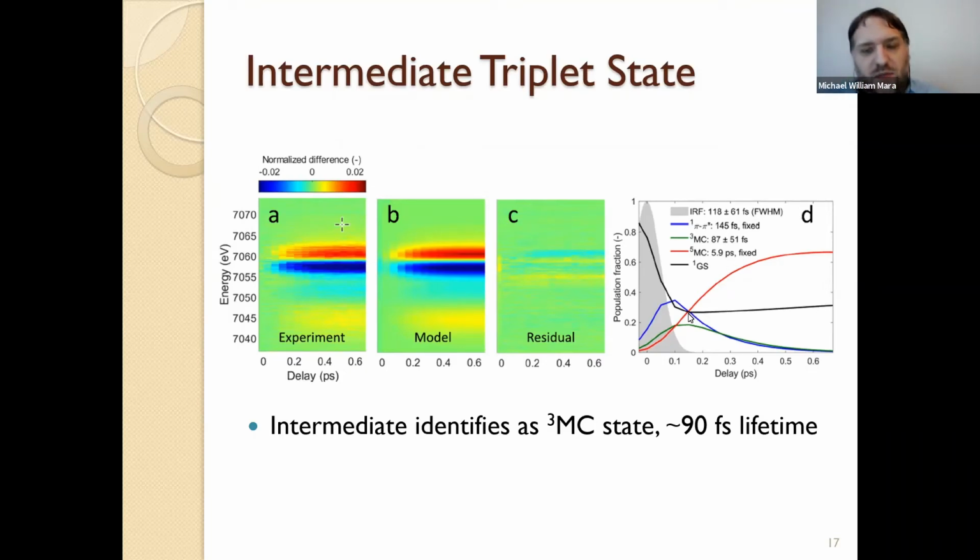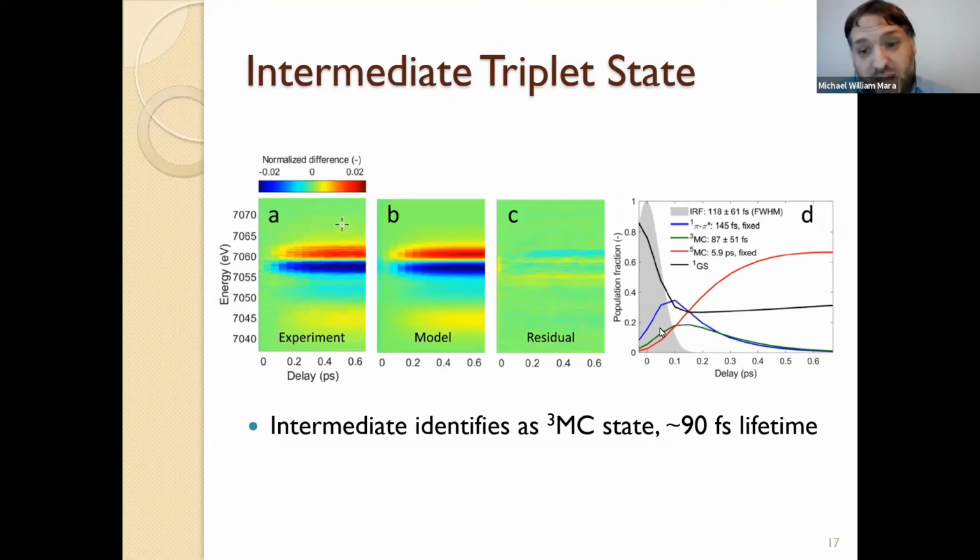And so initially we pump into a porphyrin pi to pi star state. Now, these X-ray spectroscopy measurements are not sensitive directly to the porphyrin pi to pi star transition. However, these have been nailed down pretty well optically. So from fluorescence upconversion measurements, this is known to have about 145 femtosecond lifetime. Now, we have a growth of what is identified as a triplet metal centered state, with a lifetime of around 90 femtoseconds. And despite our time resolution, you're still able to distinctly resolve this triplet state.